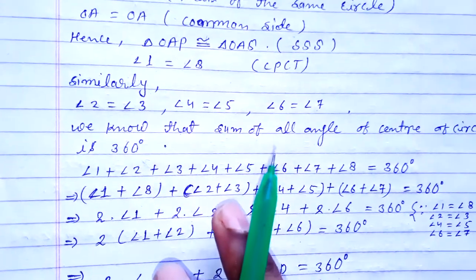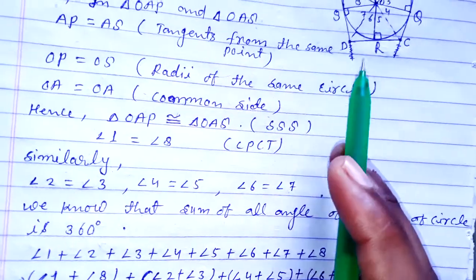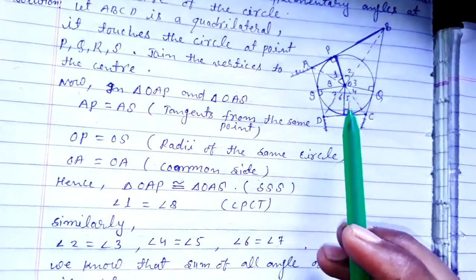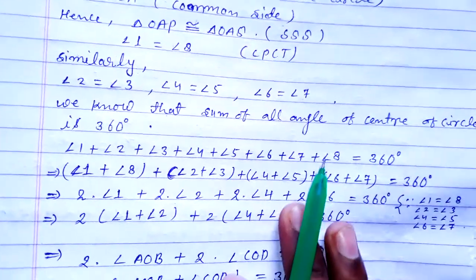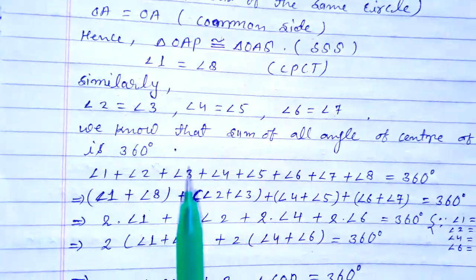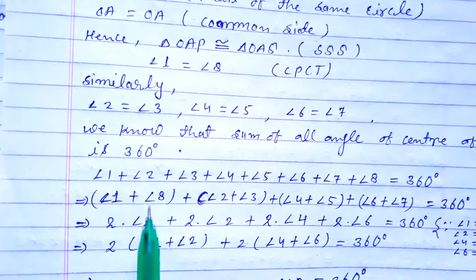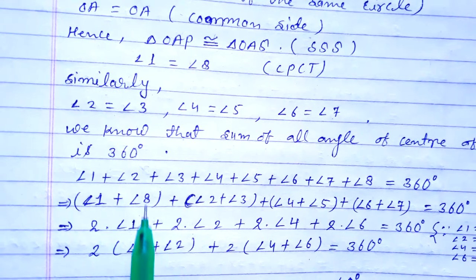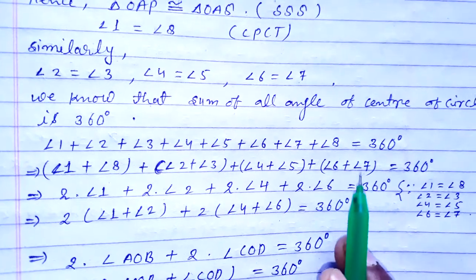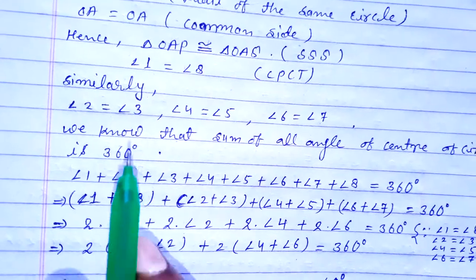We know that the sum of all angles at the center of a circle is 360 degrees. So add all the angles 1, 2, 3, 4, 5, 6, 7, 8. So this is 360 degrees. Because angle 1 is equal to angle 8, angle 2 to angle 3, angle 4 to angle 5, and angle 6 to angle 7, we put the value of angle 8 as angle 1.